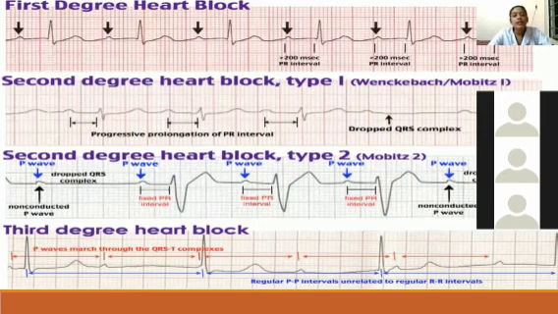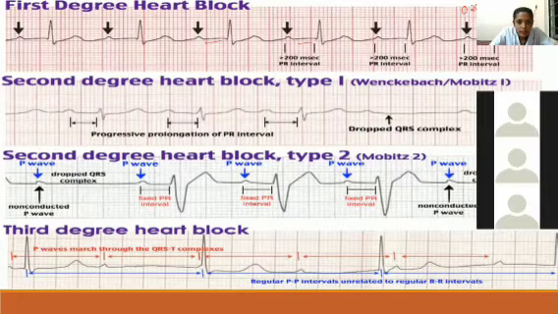So you can see 4 ECGs here. Try to interpret this. In first degree, what is there? The intervals are consistent. The only thing is the PR interval is longer, more than 0.20 seconds. But everything is normal and there are no rhythm changes here. Everything is good. The patient will be asymptomatic in first degree heart block.